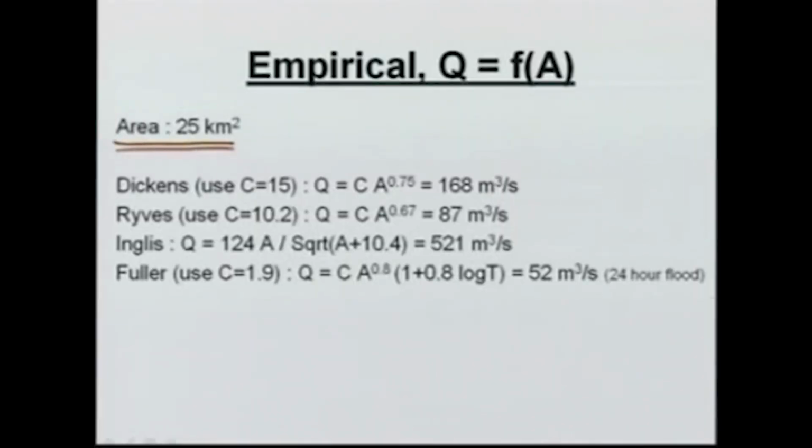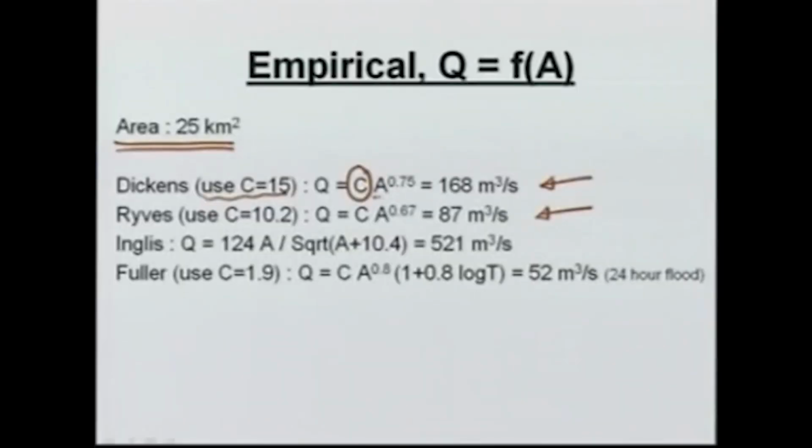For example, for the same catchment area of 25 kilometer square, we have seen these equations which are given for a particular area. For example, Dickens equation is for northern India, hilly regions, central India. The value of C is different for different areas, and we will use, let us say, a C of 15 for this case, which typically is the higher limit for hilly areas in northern India, or in central India a lower limit. So, let us use 15. Area in kilometer square to the power 0.75 gives us a value of 168 meter cube per second.